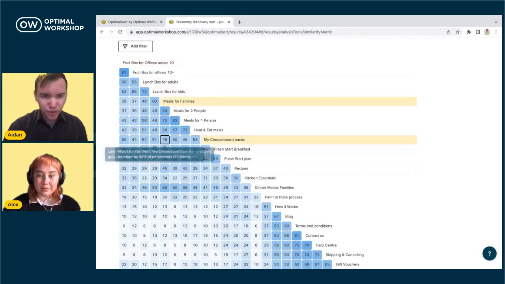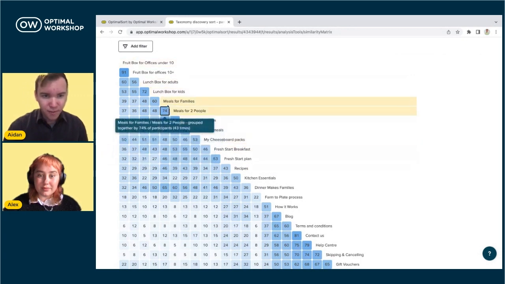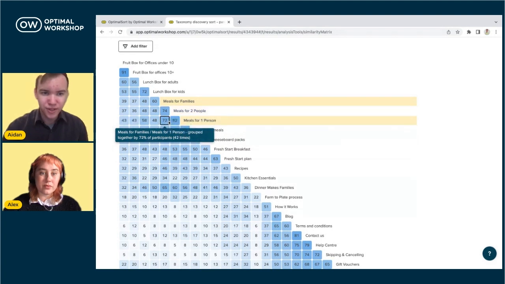So this is represented in terms of maybe the meals for families and meals for two people cards were grouped together 74% of the time. So the vast majority of the time. We also see that it was similar for meals for families and meals for one person, grouped together a lot of the time as well.